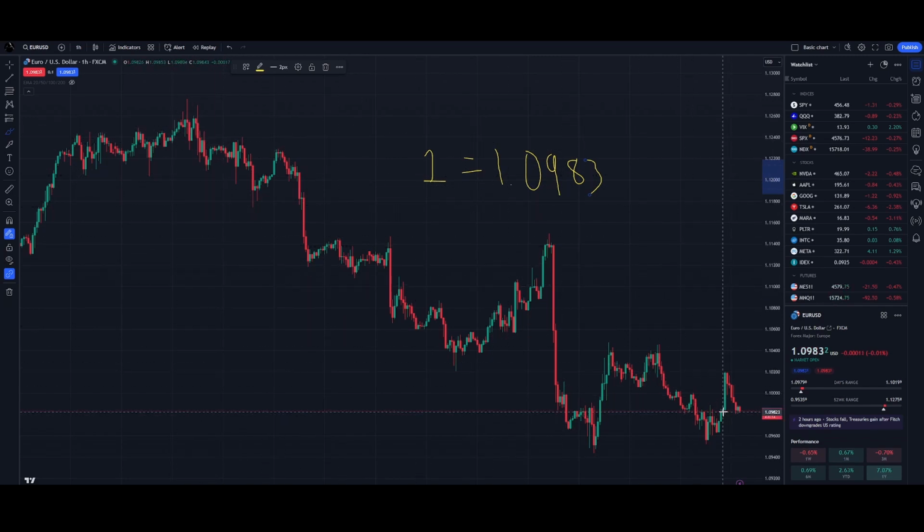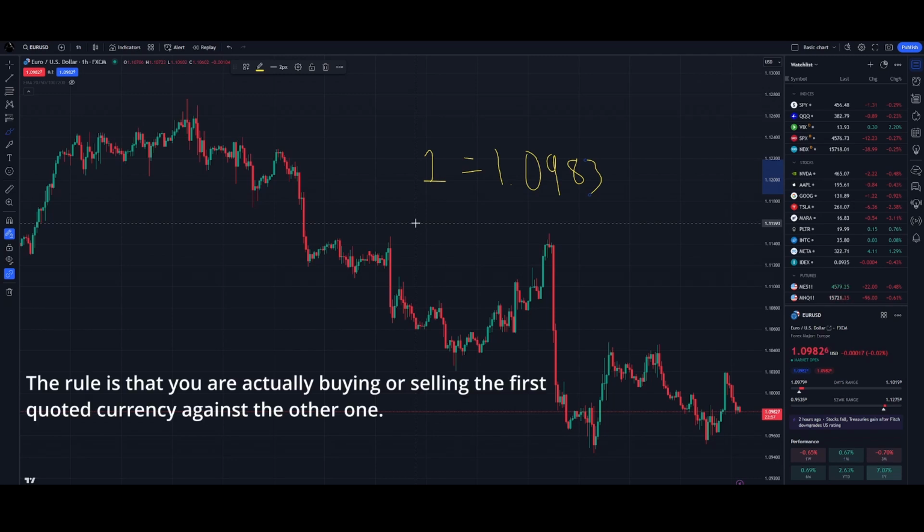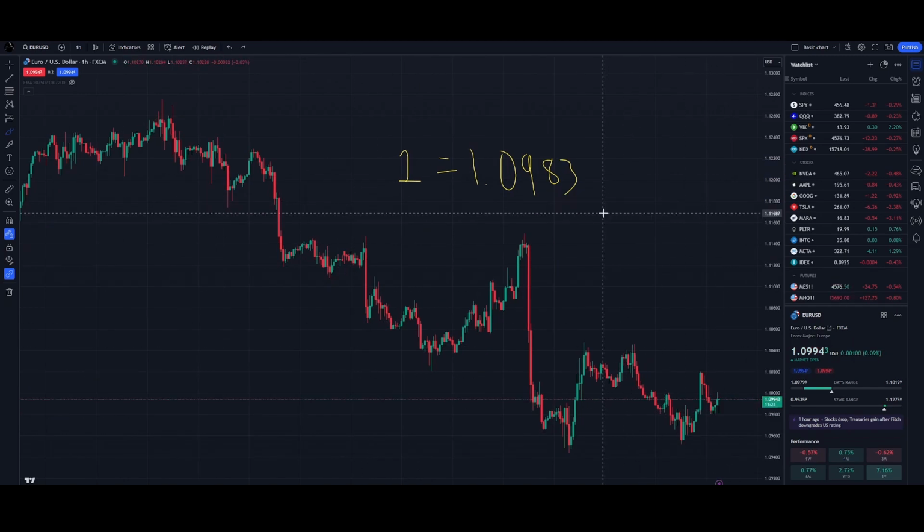You can see historically that this was trading up closer to 1.125 and has been sort of trending down. The main thing that you need to know about this is that if you buy this pair, the Euro USD, you're effectively betting that the value of the euro is going to go up relative to the USD. So the magic rule for this is that you're actually buying or selling the first quoted currency against the other one.